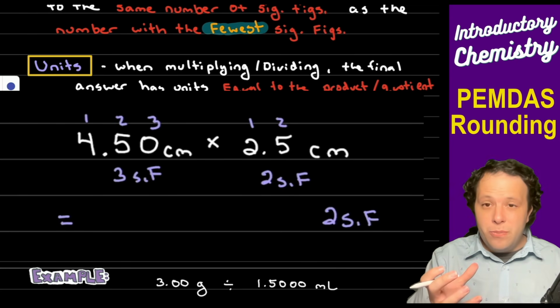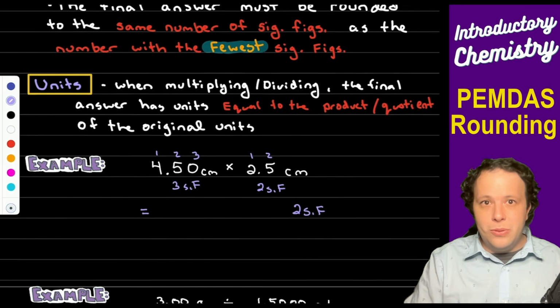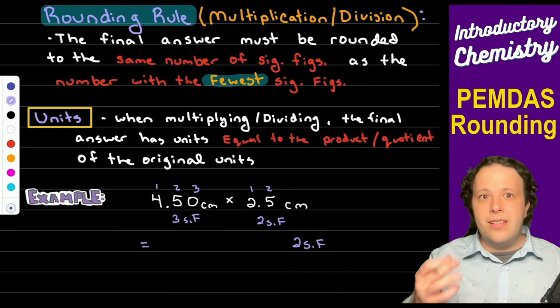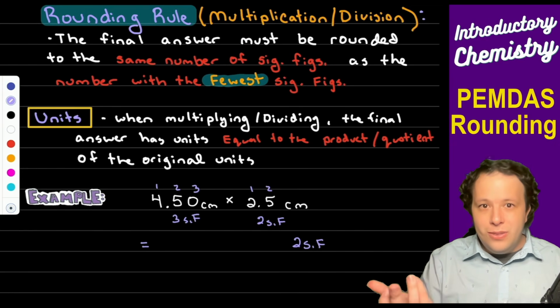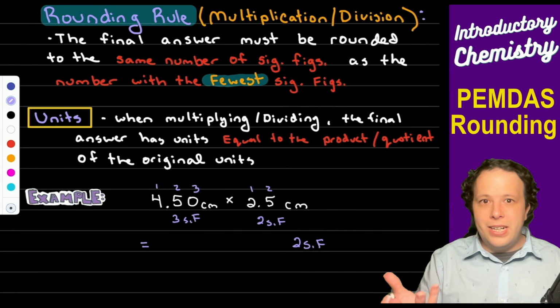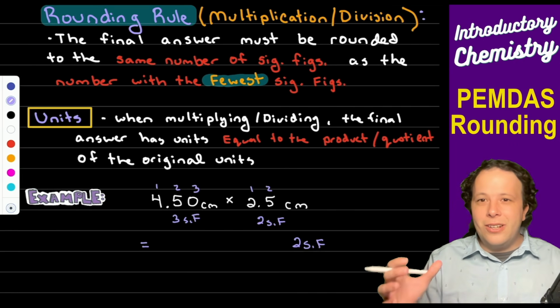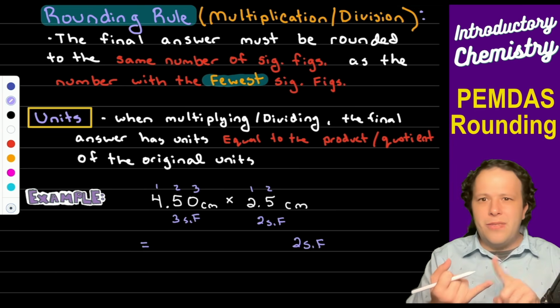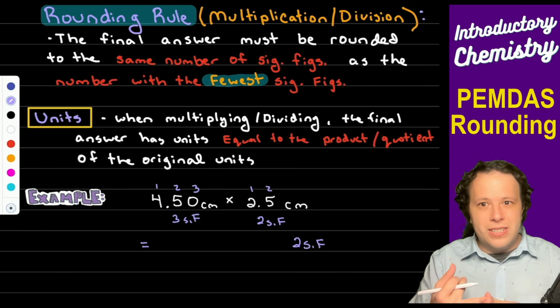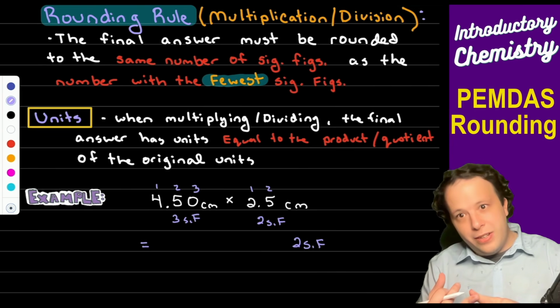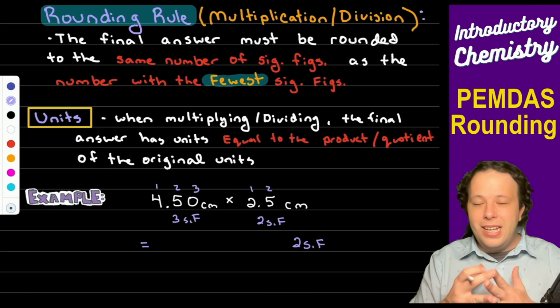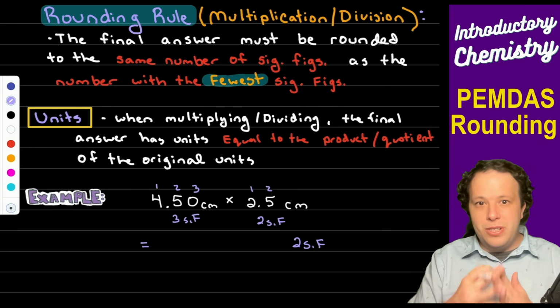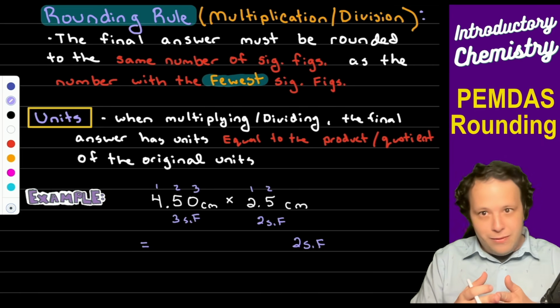Now there's another part of this rule that we've got to keep in mind too, and that has to do with the units. When multiplying and dividing, you're essentially combining the units to either find the product or the quotient. So after you multiply or divide, you're taking the product or quotient of those original units. What does that even mean?